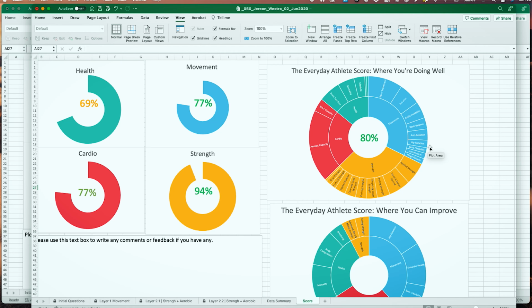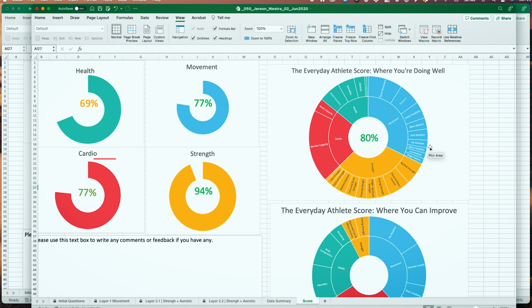Now, what did it look like after about 4 to 5 months? Well, this is what happened in terms of score. We can see his overall score has been bumped up to 80%. So we know the program is working. We can see his scores improve. Great numbers, cardio is way up now, movement way better, but health is still kind of the same. It hasn't moved much here.